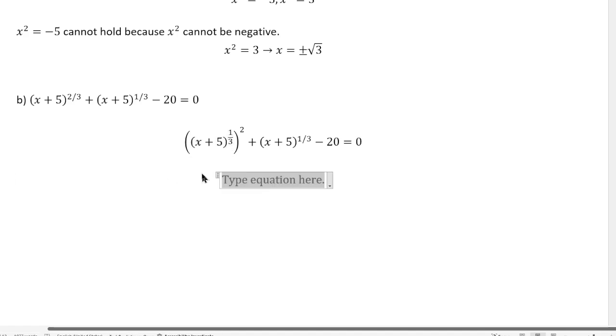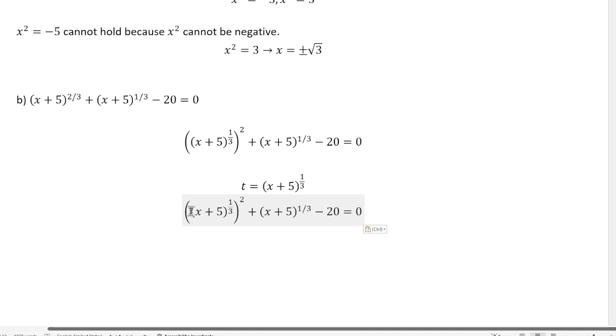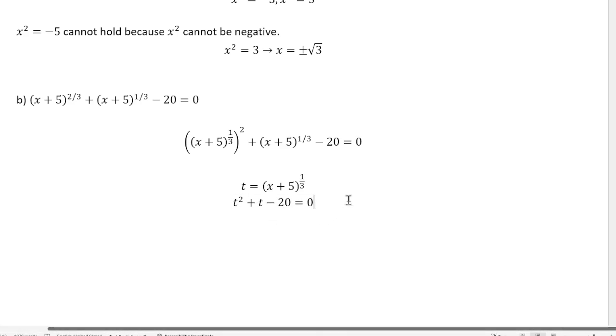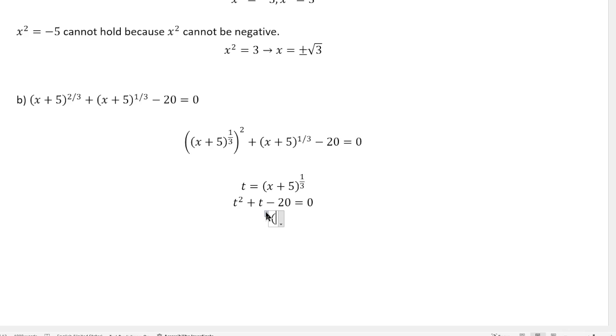So you have this equation, and now you set this as t. You want to set t equal to (x plus 5) to the 1/3, and that's going to turn this entire thing into t squared. So you have a quadratic equation in t, which you can factor as t plus 5 times t minus 4 equals 0. So that would mean that t is equal to -5 or positive 4.